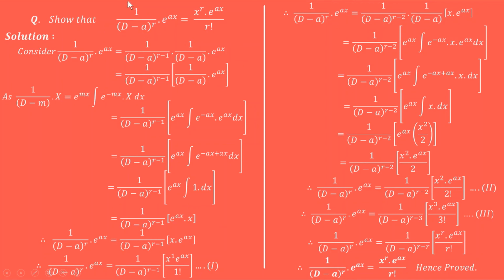And so lastly, we get the very important result: 1/(D-a)^r e^x = x^r e^x / r!. Now see the next example, next question.